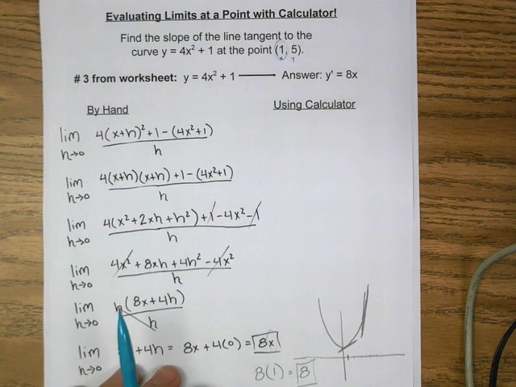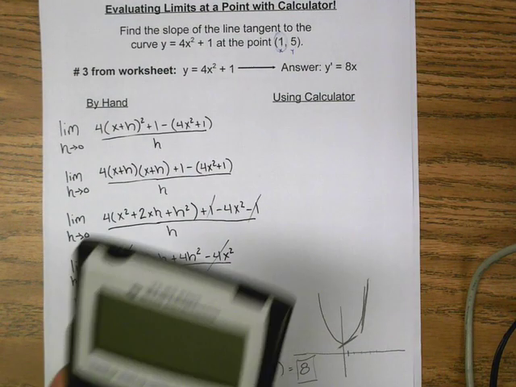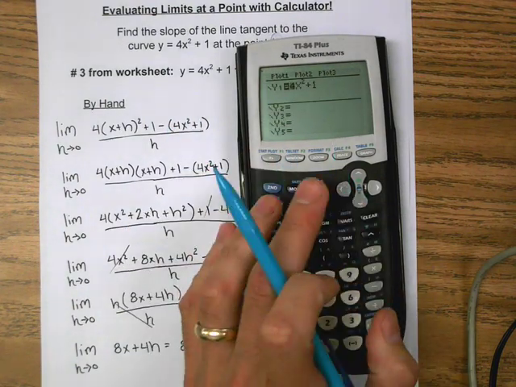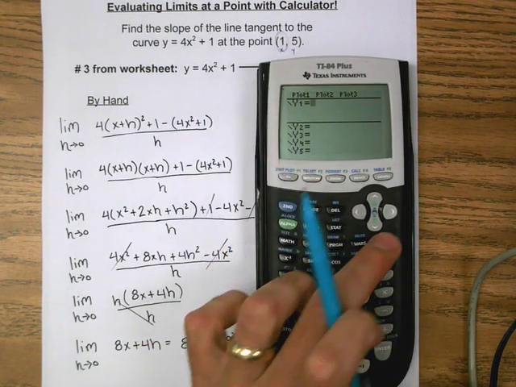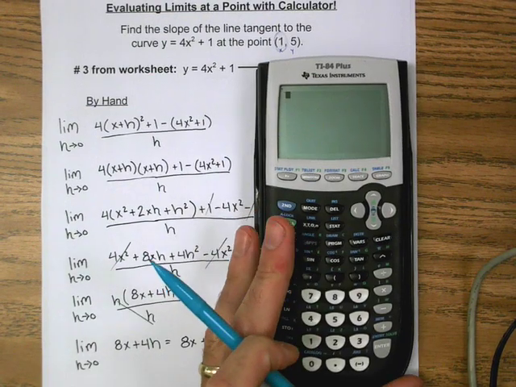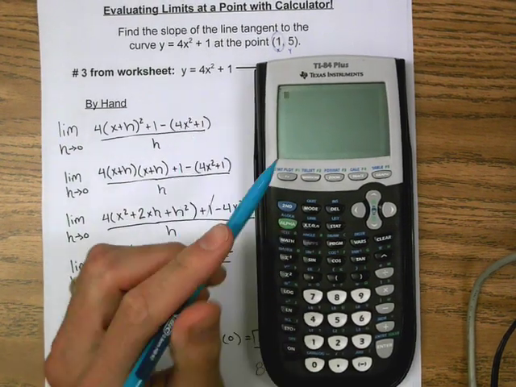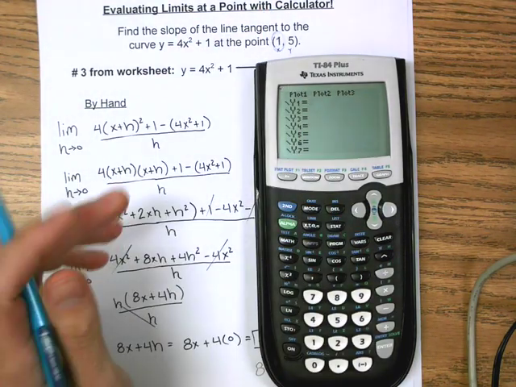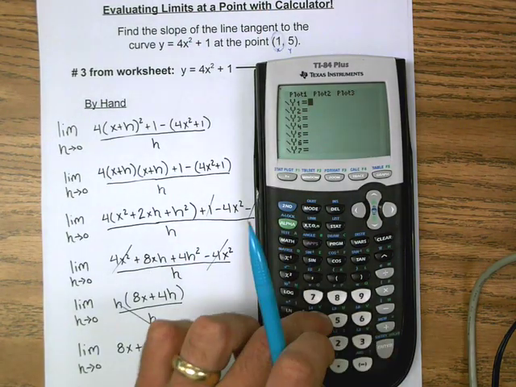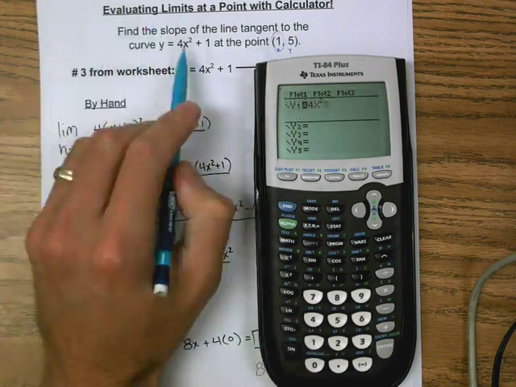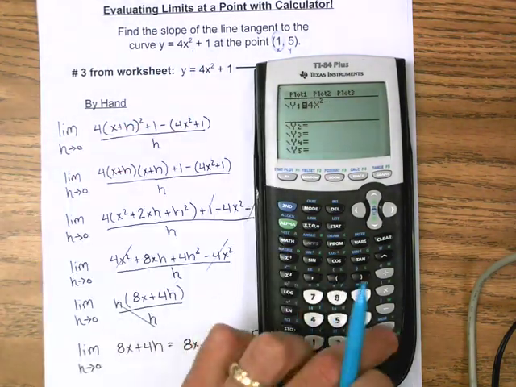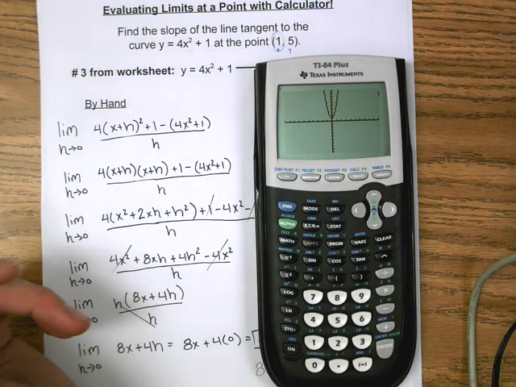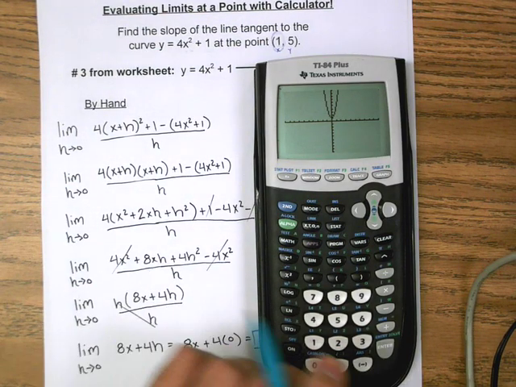To show you how to do this on a calculator, and to show you that it will actually be the same answer, let me clear everything out and start over so you can see it. I'm going to show you two ways, graphically and then on the main screen. So let's do it graphically. Our original function was 4x squared plus 1. Let's graph that and see what it looks like. There's our parabola, and it looks about how it should.